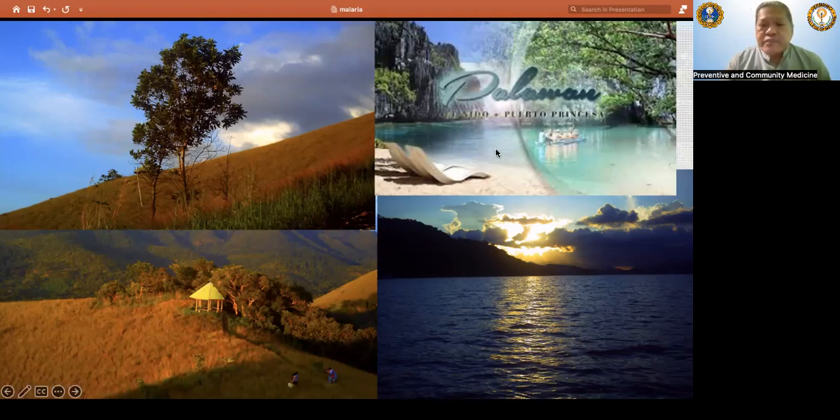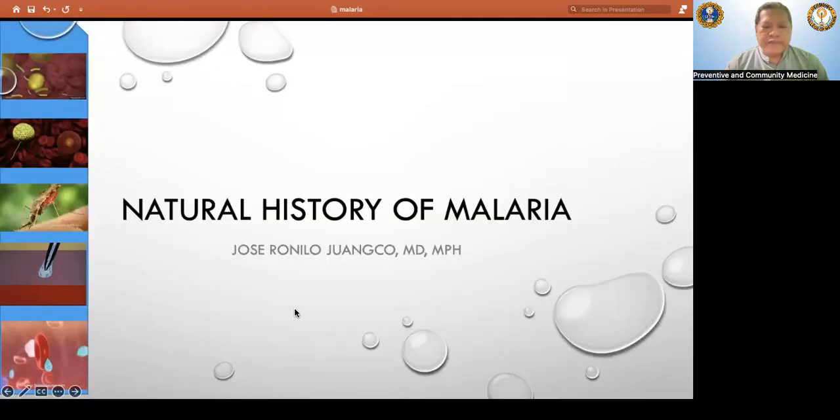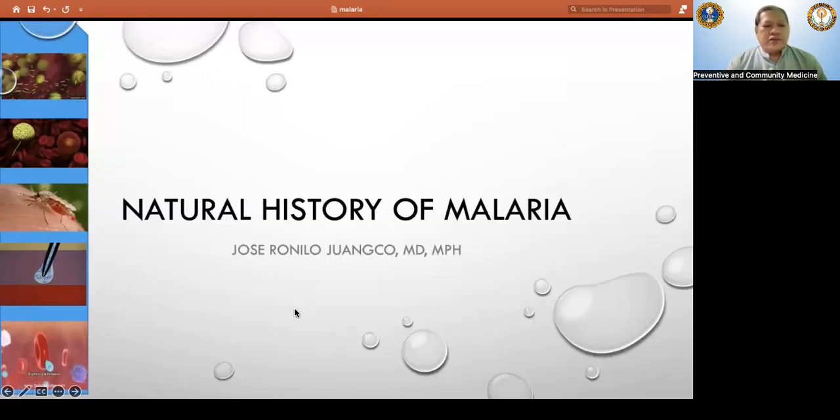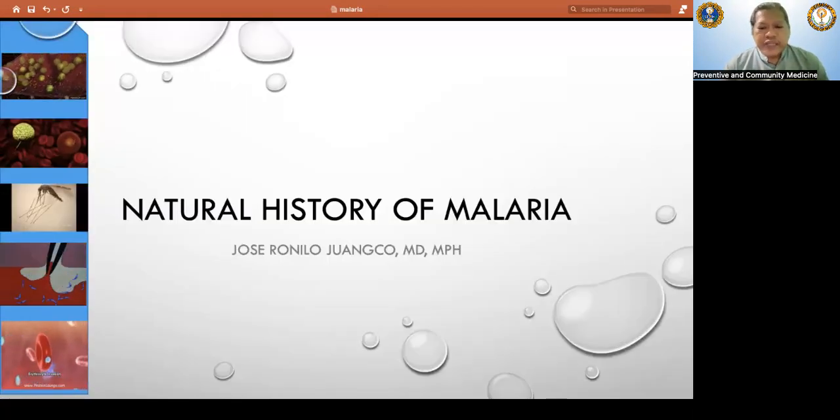Okay, so this is Palawan. Palawan is the only province now in the Philippines that is still endemic for malaria. These are some of the pictures that I took when I visited Palawan. So we're talking about the natural history of malaria.